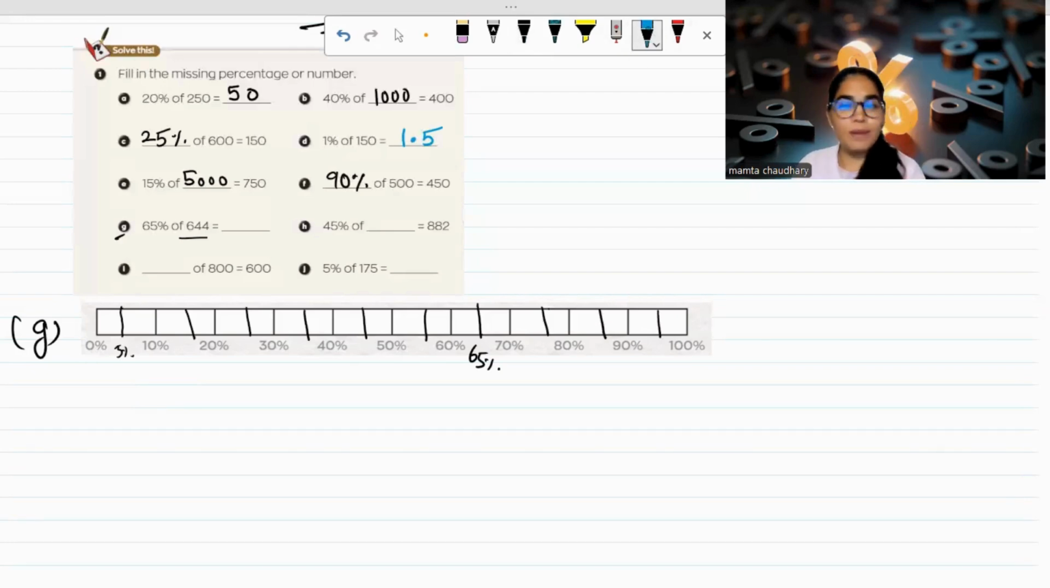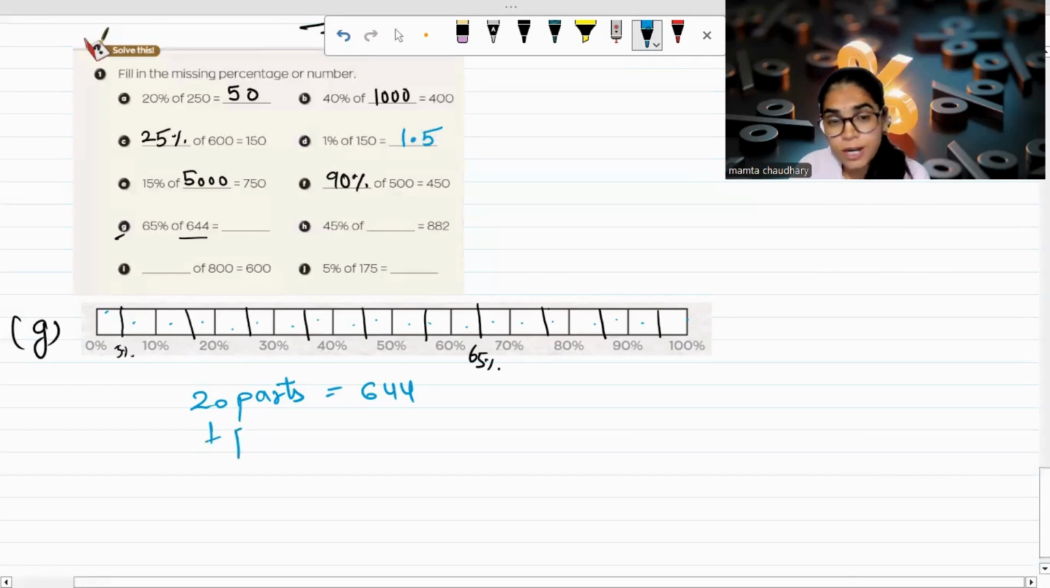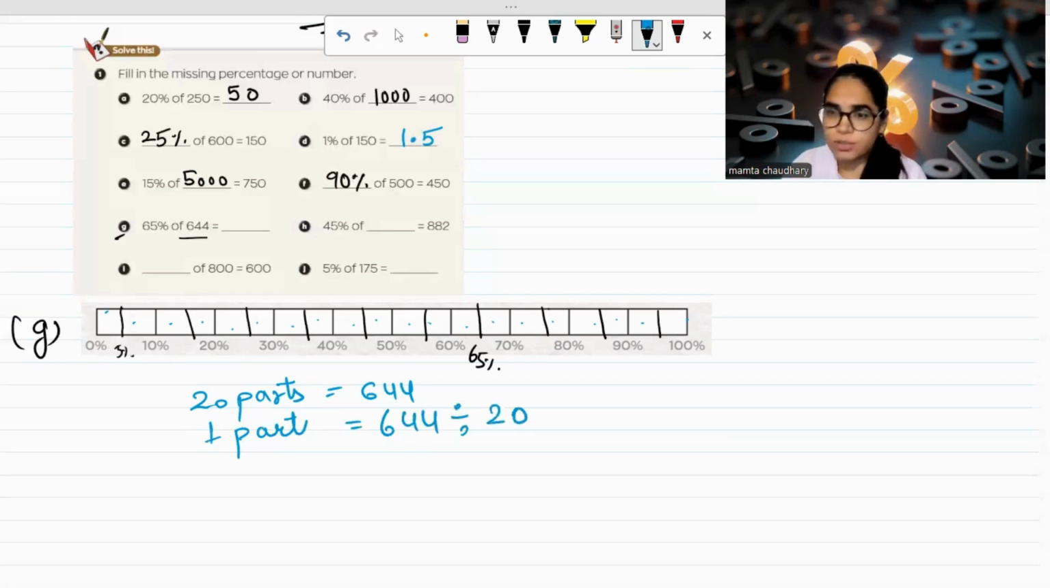Okay, so now how many parts are there in total? Let's count. 1, 2, 3, 4, 5, 6, 7, 8, 9, 10, 11, 12, 13, 14, 15, 16, 17, 18, 19, 20. So we got 20 parts. 20 parts is the whole, and what is the whole? 644. So 20 parts is 644. So what will be the value of one part? 644 divided by 20. Okay, let's divide.